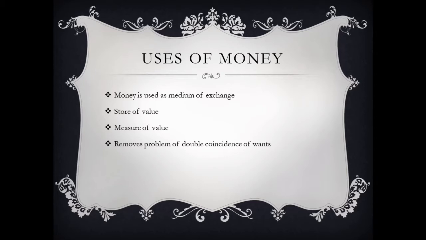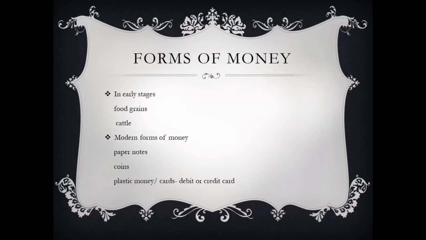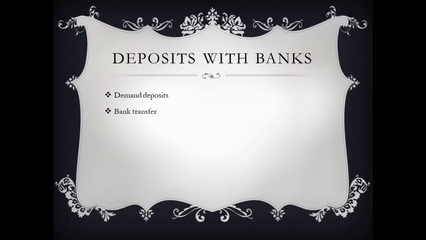Now let us discuss the forms of money. In early stages, grains and cattle were used as money. Modern forms of money are paper notes and coins, plastic money such as cards, debit cards, credit cards, etc., and deposits with the banks. The other form in which people hold money is as deposits with the banks.